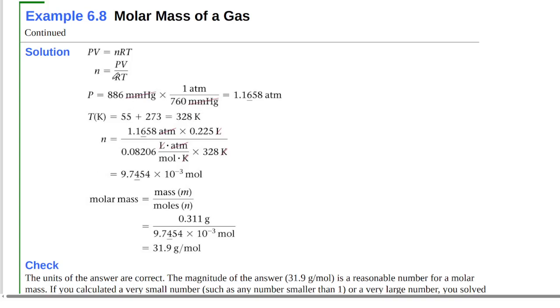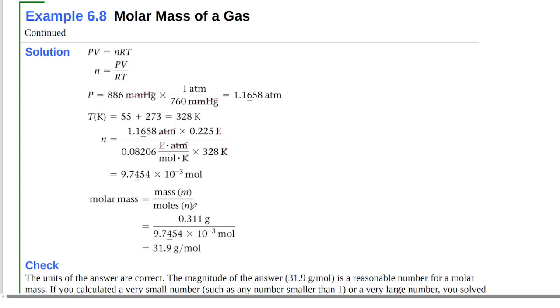The moles we calculate from the ideal gas equation. Remember, PV equals nRT. Solving for n, we get PV over RT. When we plug that in, we get 1.1658 atmospheres times 0.225 liters divided by the gas law constant, 0.08206 liters atmospheres per mole Kelvin, and 328 Kelvin for the temperature. Now, when we calculate, we get 9.7454 times 10 to the minus third moles.